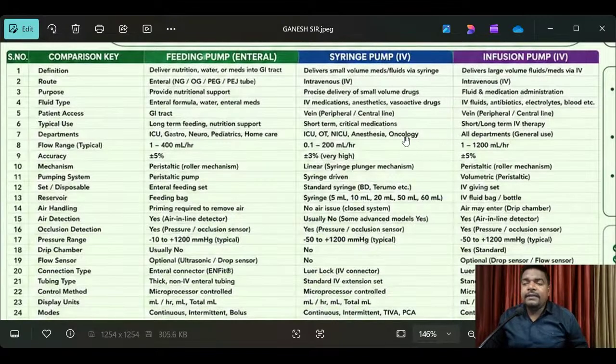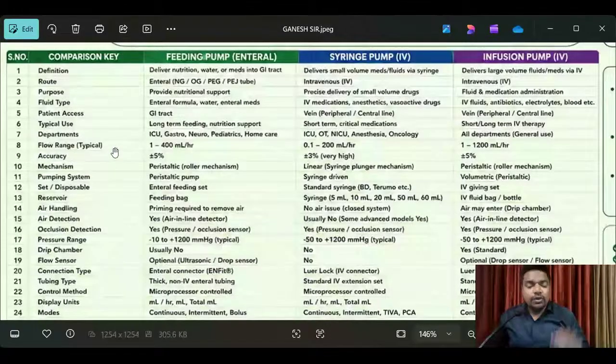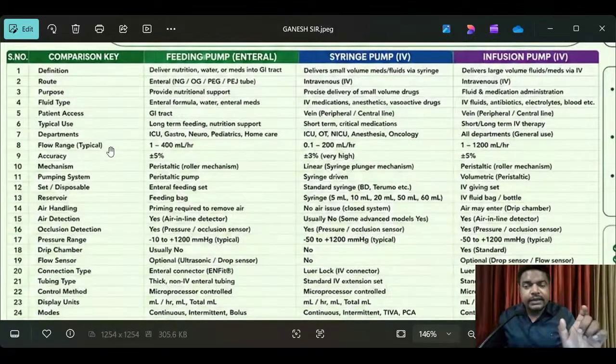Infusion pump: general use in all departments. So catch my points. Now the comparison key, the eighth point: flow range, typical. I took flow range, and I am going to compare every equipment on it right now. Listen carefully.